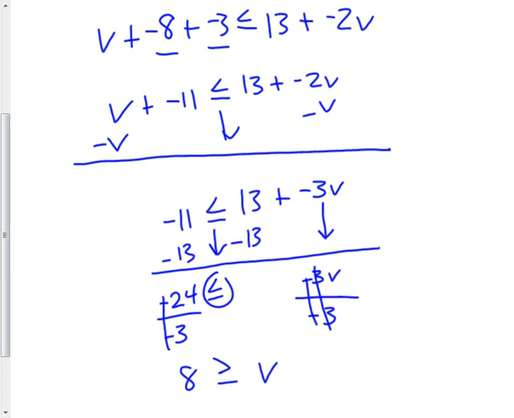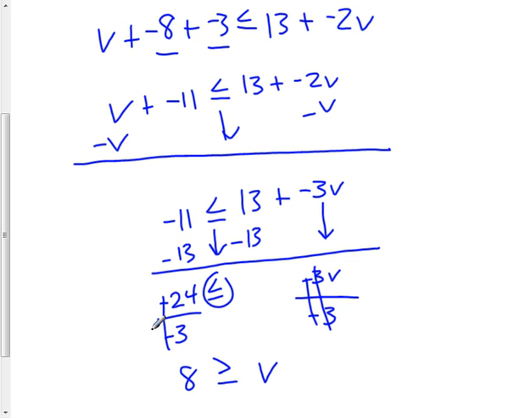So in this problem, you could have moved the negative 2V and added 2V to both sides, and we would have had a positive 3V over here. But then we wouldn't have gotten practice with flipping our sign. So that was the reason why I wanted to move it that way. So we just get a little practice here with our sign flip.